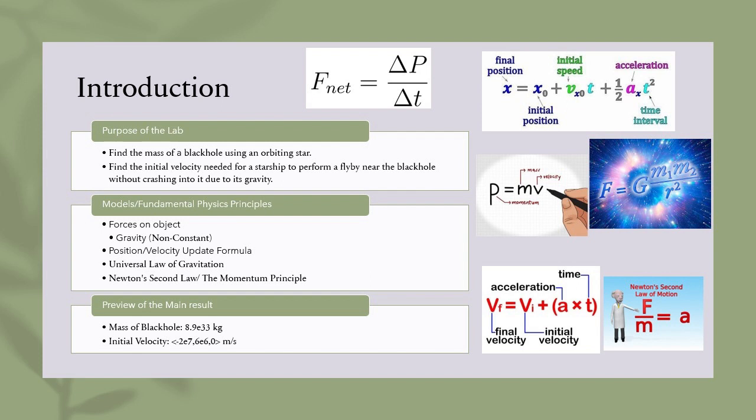A quick preview of the final results. The mass of the black hole according to my calculations was 8.9 times 10 to the 33rd power kilograms, while the initial velocity needed for the starship is the velocity vector seen here.